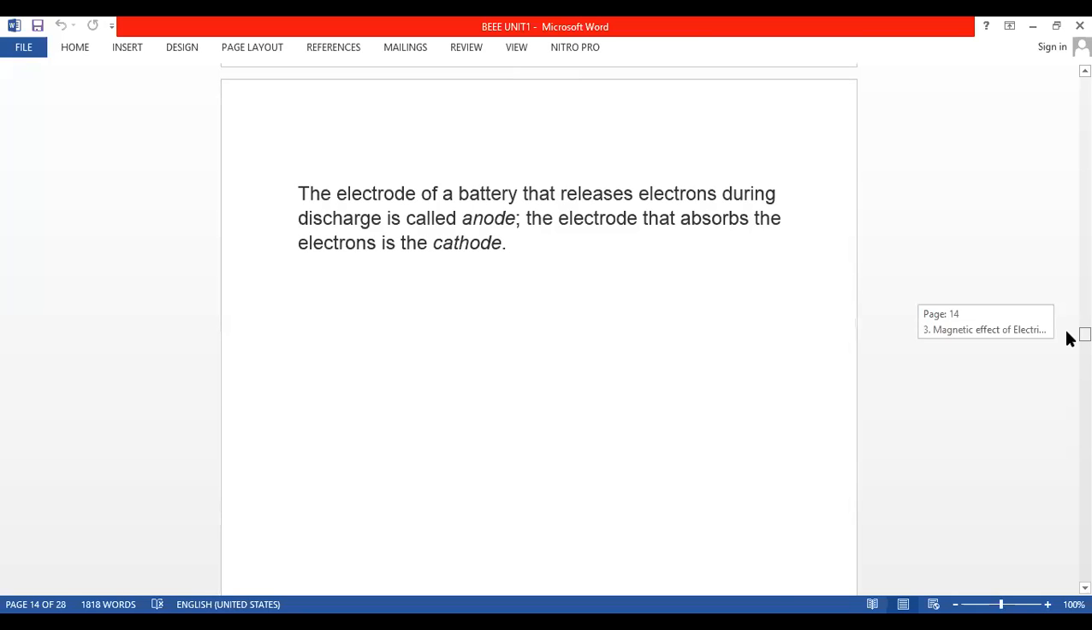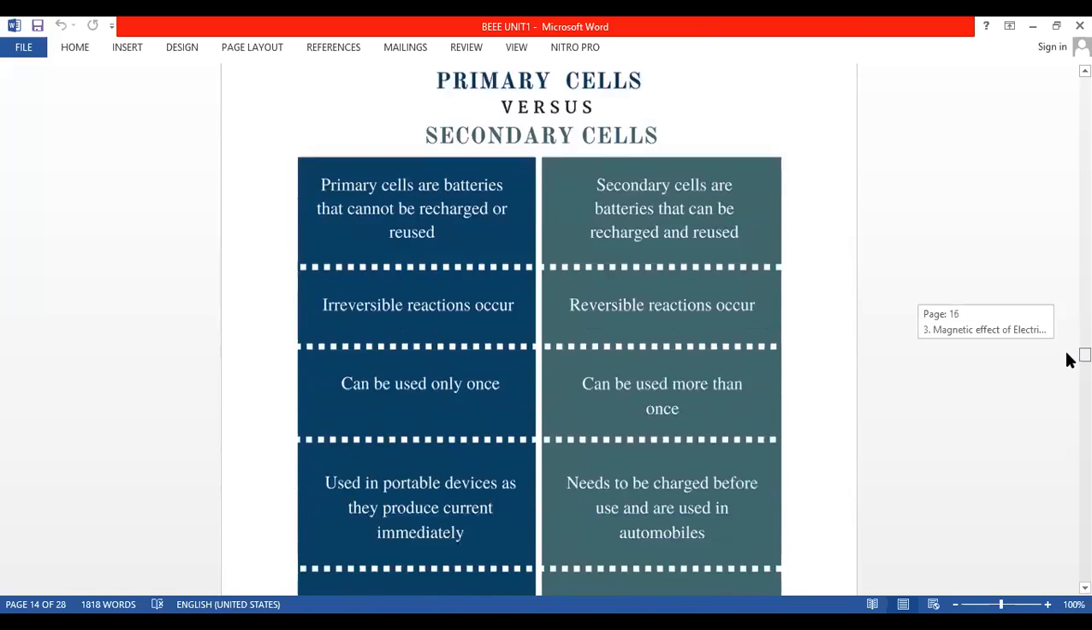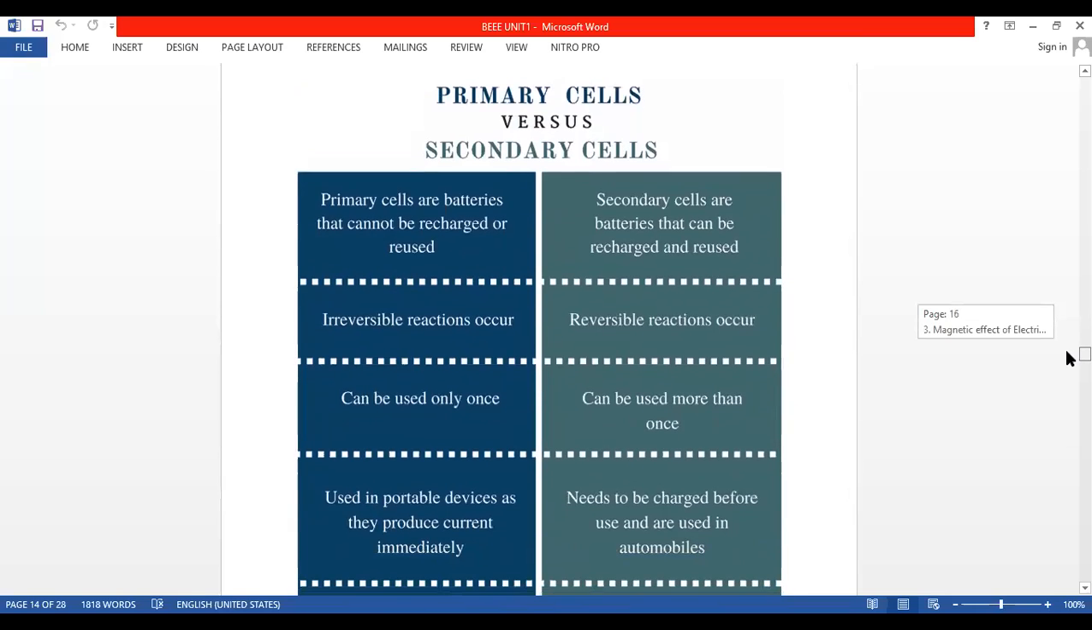First, primary cells and secondary cells. The cells which cannot be used once again, or which cannot be recharged, are called the primary cells. The secondary cells are the cells which can be recharged and which can be reused.